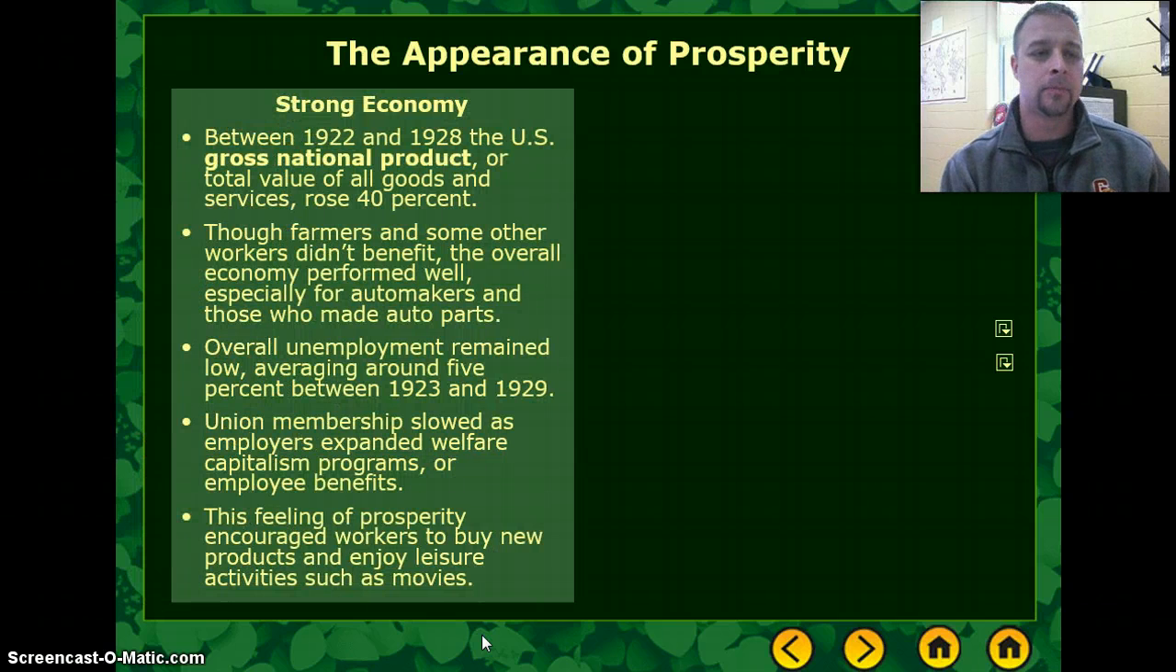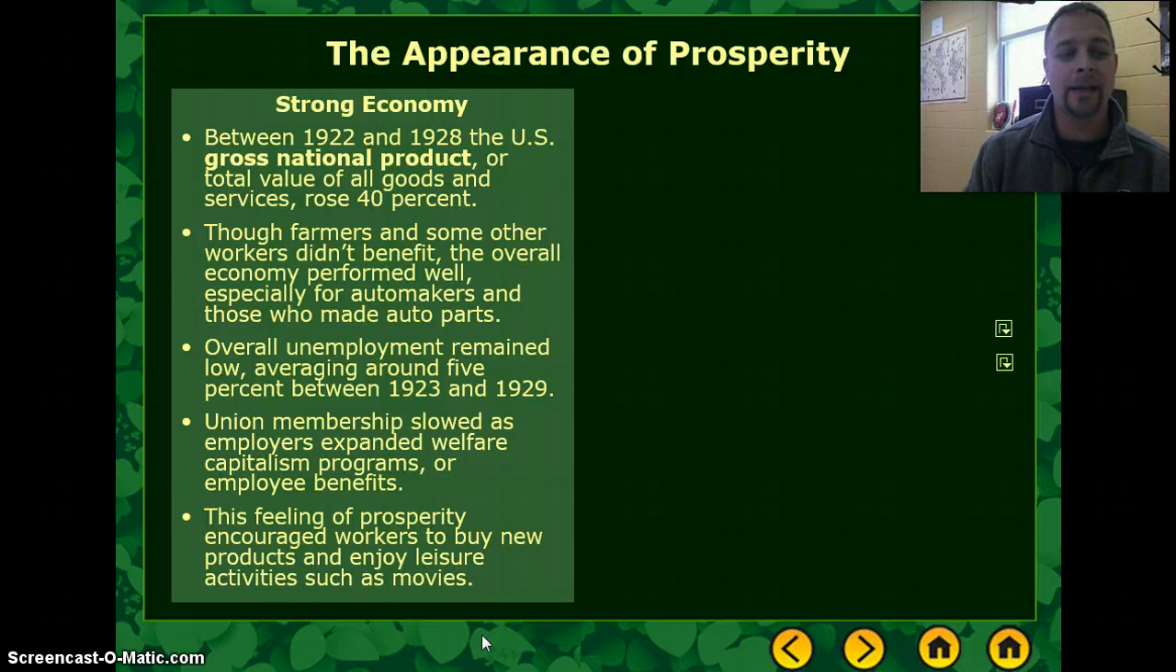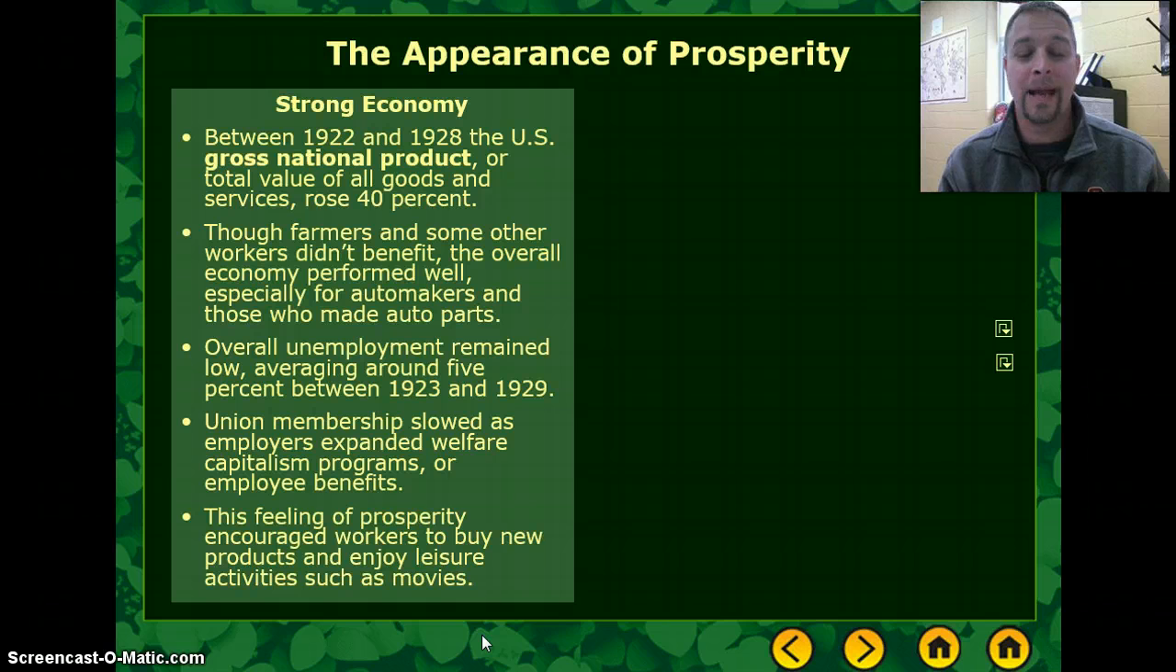Between 1922 and 1928, the gross national product, or total value of all goods and services produced by the U.S. economy, rose by almost 50%, about a 40% increase. Farmers and other workers may not have benefited, but the overall economy was humming along pretty well, especially for automakers and the ancillary industries that spun off of the auto industry. As a result, unemployment remained low, averaging around 5% between 1923 and 1929.